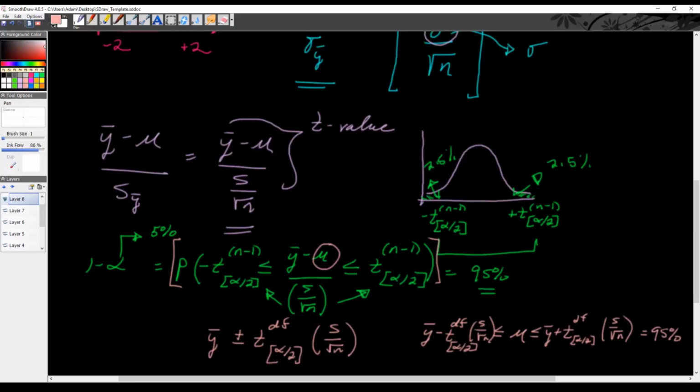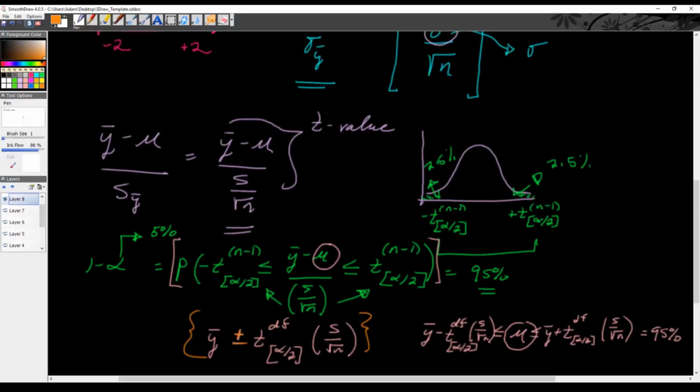So what we're saying is that the true mean lies within this interval, y bar minus the critical t value multiplied by the standard error, to y bar plus the critical t value multiplied by the standard error. The true value lies in this interval 95% of the time. So we can say something about how close our sample statistic is to the true value given some critical t value that depends on the degrees of freedom and the level of alpha.